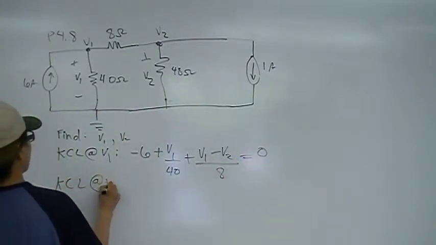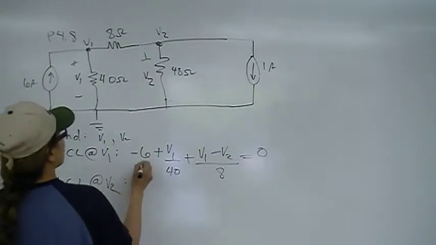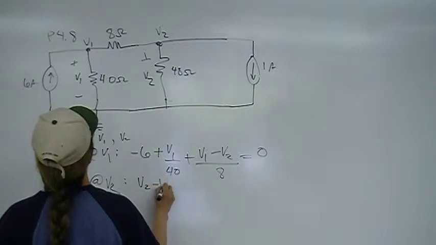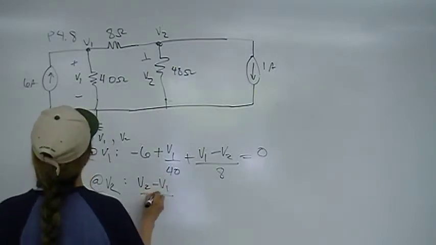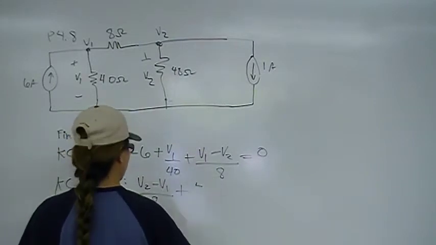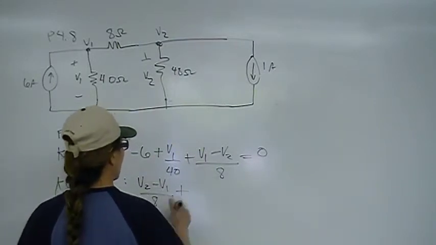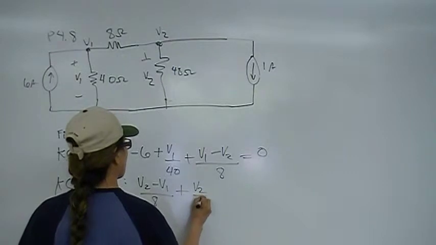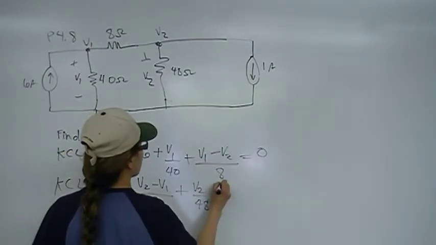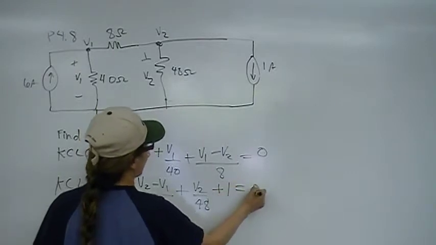KCL at V2. Over here, we have V2 minus V1, all over 8, plus V2 over 48. We have a branch current leaving the node, so that's going to be plus 1. All that has to equal 0.